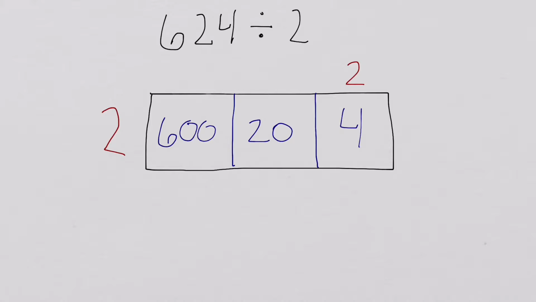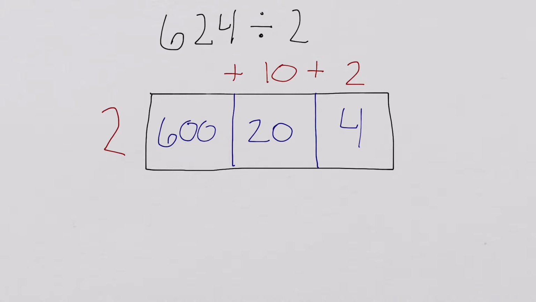Now, let's go to our middle part. 2 times what gets us 20? Think of your multiplication facts. This is one of your basic multiplication facts. 2 times what is 20? Well, 2 times 10. So we have a 10 here. And we can actually add these together. We're going to draw plus signs because when we get all 3 numbers up top, their sum gives us the answer to our division problem.